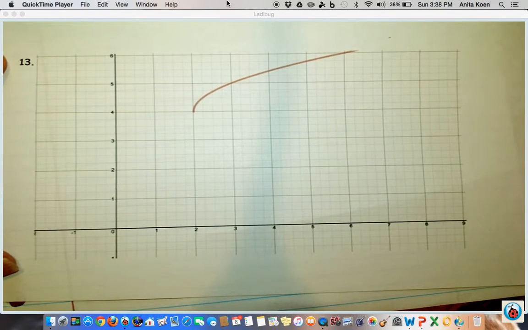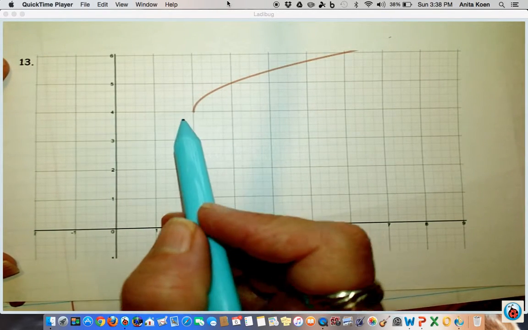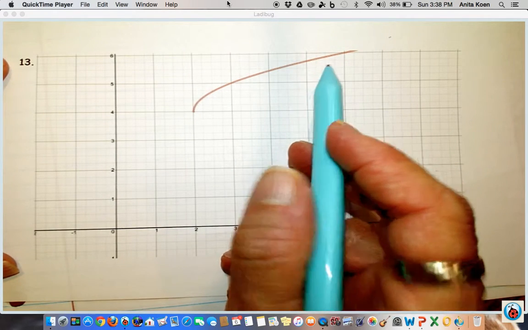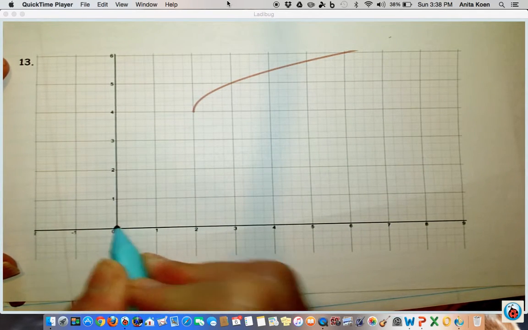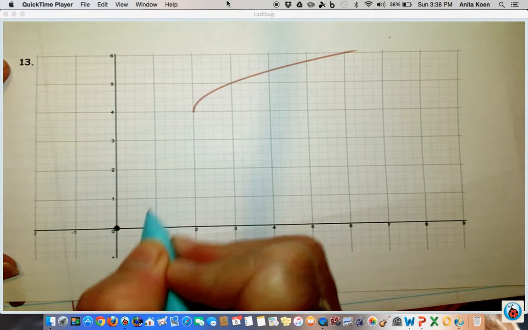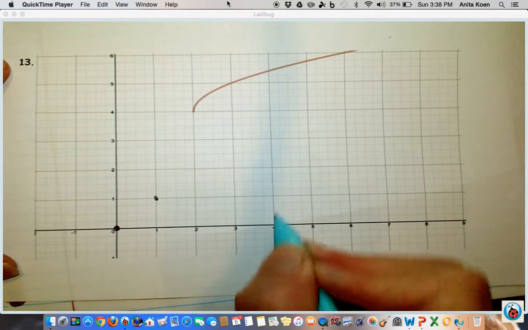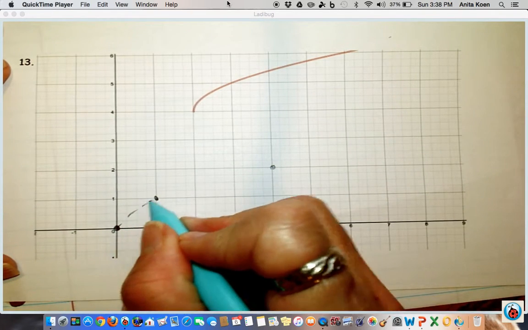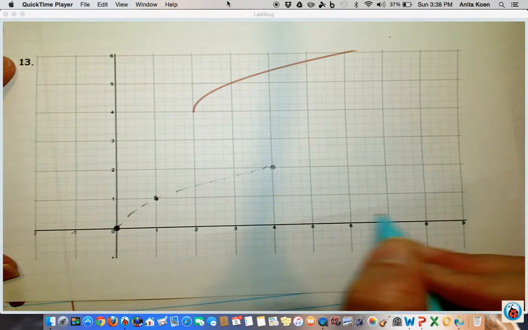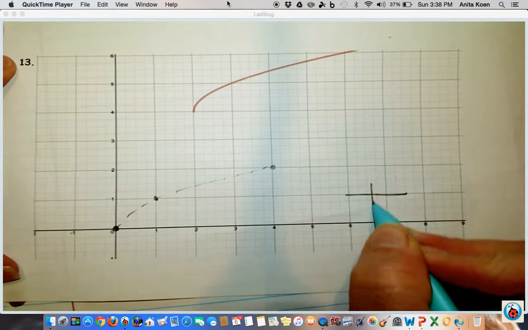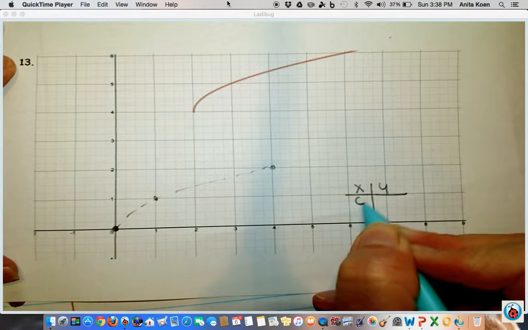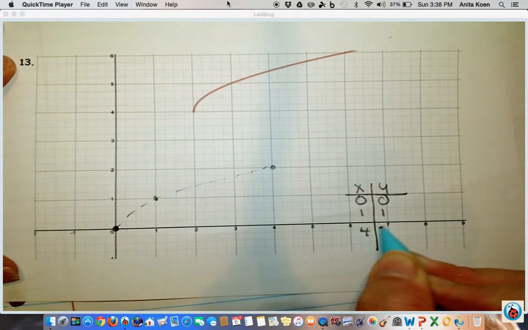This is problem number 13. So let's look at it. It's a square root function, so I know the original square root function is down here at 0, 0, 1, 1, 4, 2. This is where my original function is. So let's write its table here. 0, 0, 1, 1, 4, 2.